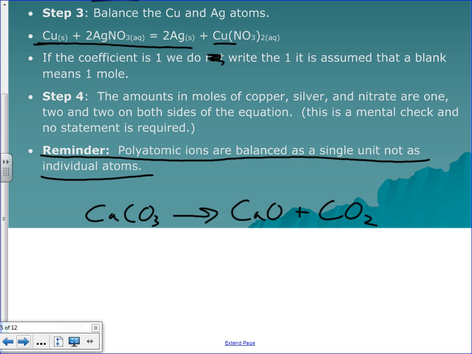There's 3 oxygens over here. 1 plus 2 is 3 over here. 1 carbon, 1 carbon, 1 calcium, 1 calcium. It ends up being fairly easy because it was already balanced, but we have to make sure if an ion breaks up that we balance it separately.